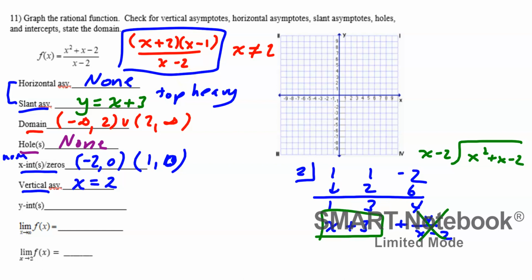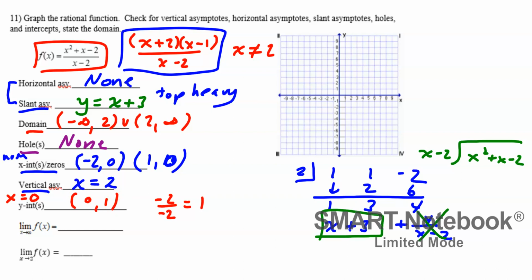Your y-intercept, the fastest way to find the y-intercept would be, I would say, plug it into the original function. You know that x equals 0 for a y-intercept. So if you plug 0 into the numerator, you'd end up with just negative 2. And then if you plug 0 into the denominator, you have negative 2 also. So that would be 1. So your y-intercept is 0, 1.